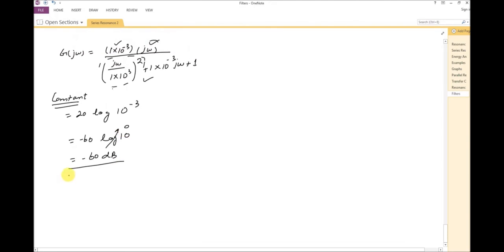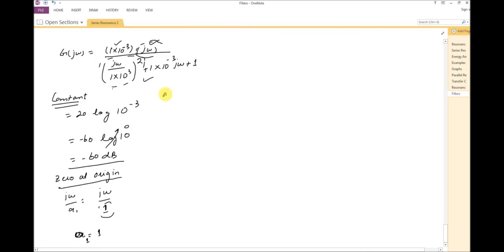So now for the zero at origin, the standard form is j omega over a, and here it is j omega. It means that j omega over 1. So the frequency at which the zero will cross the 0 dB line is 1, right? Omega is equal to 1, or a is equal to 1. So I will write a1 is equal to 1.